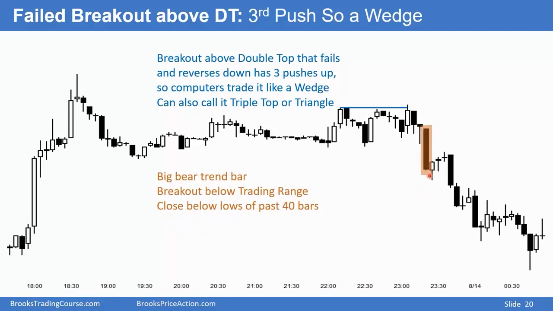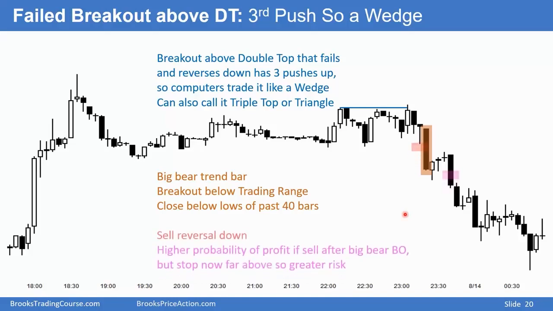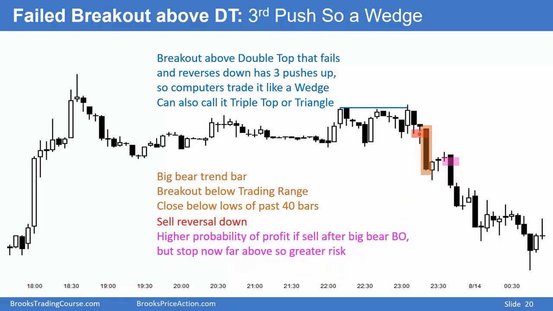Big bear breakout closing below the low of the wedge, closing below the low of the past 30 or 40 bars, probably going lower. Traders will sell the reversal down, or after this breakout, this is a bear flag, they'll sell below the low of this bar, betting that the bear trend will resume down. It's higher probability to sell after you see a strong bear breakout.